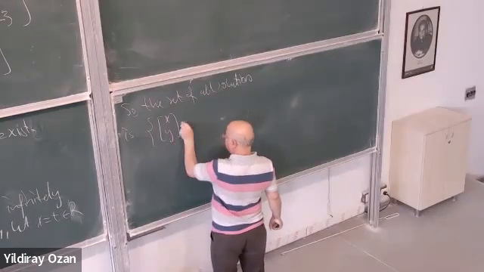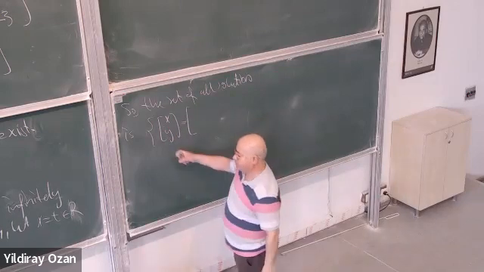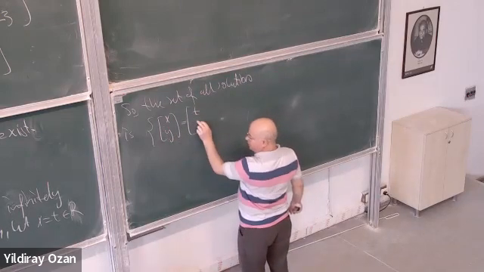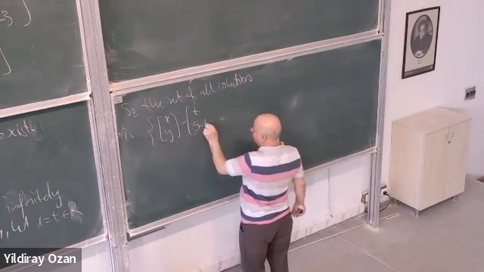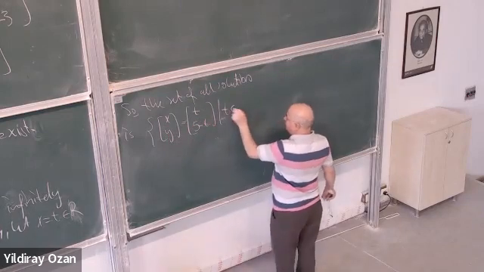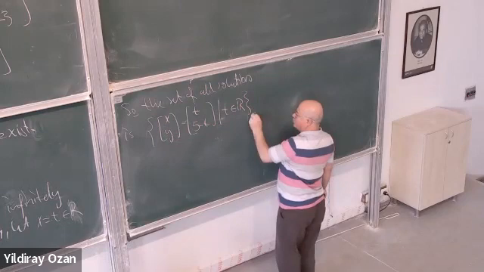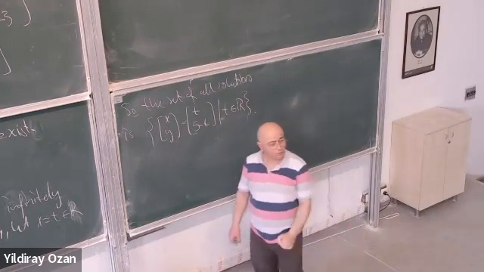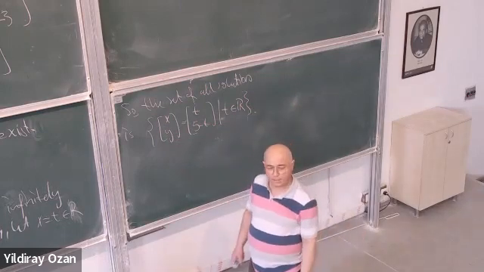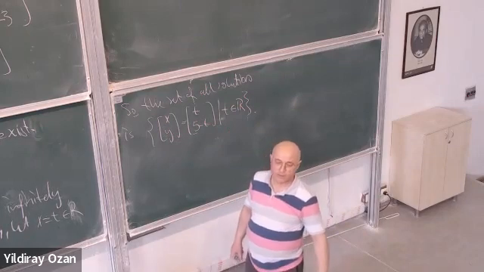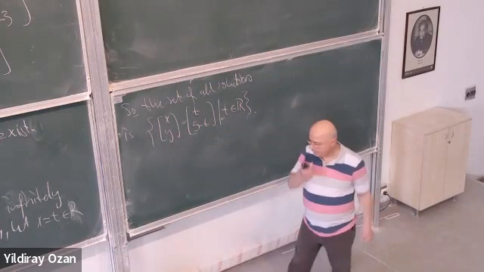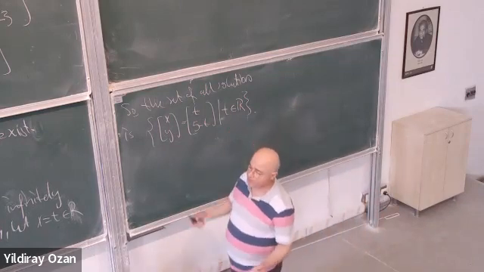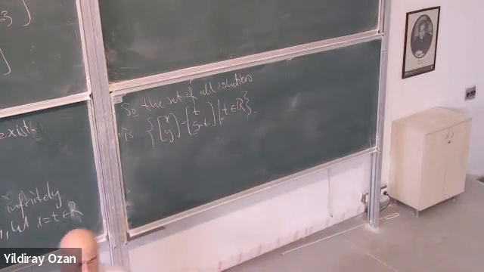The solutions are the pairs (x, y), where x is just t and y is just 5 minus t, and t is a real number. So we have infinitely many solutions. If the field is finite, then of course we have only finitely many solutions.